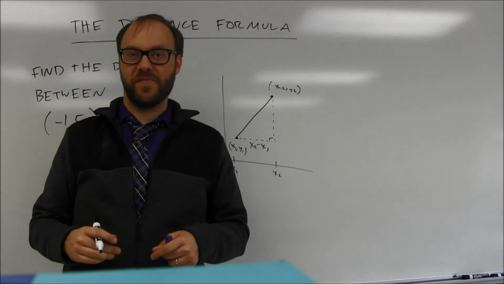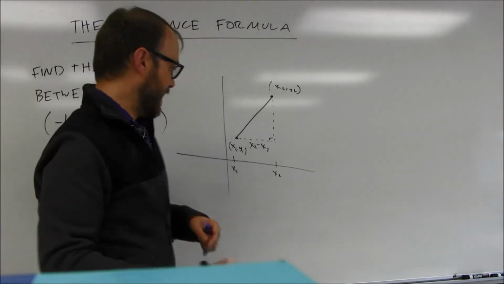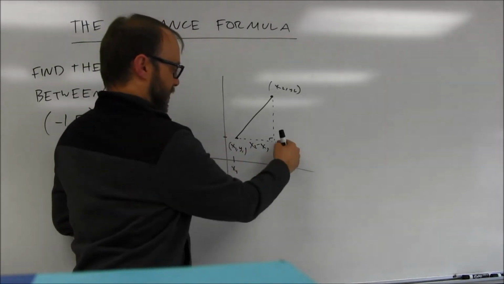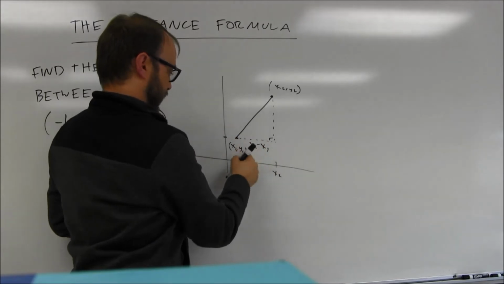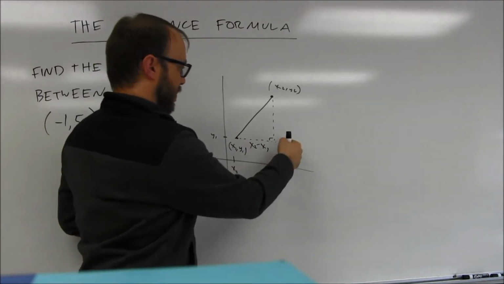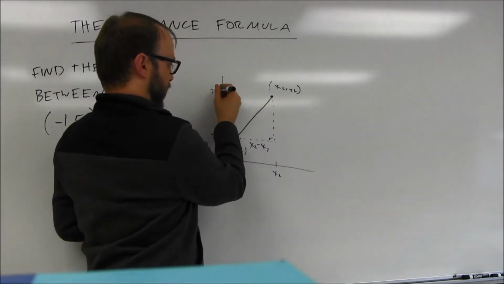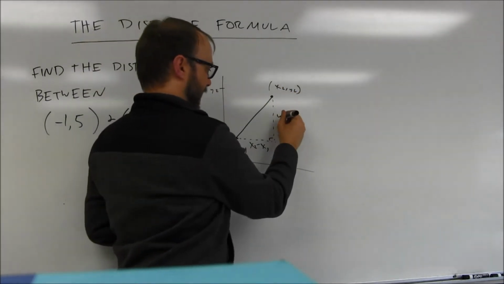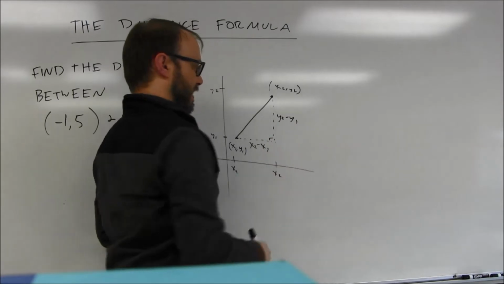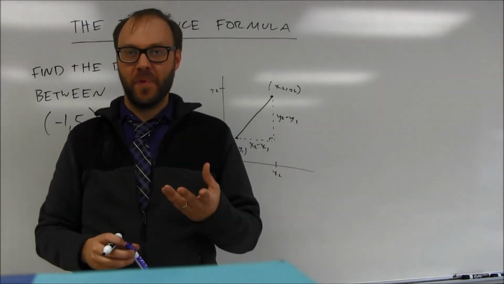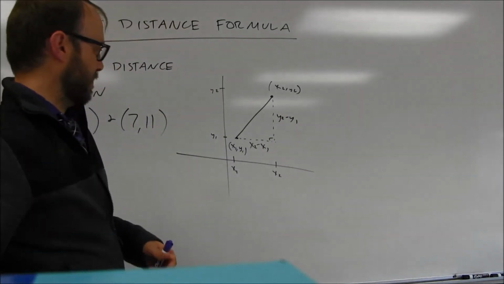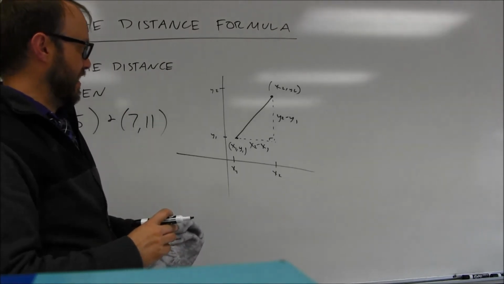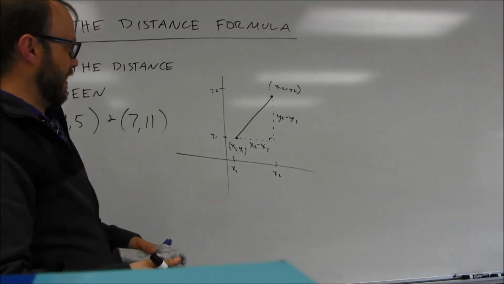Subtract the two x coordinates to find the length of that side. Same thing with the y coordinates. This point here is y1 units up. This point here is y2 units up. I can subtract y2 and y1, and that's going to give me the length of that vertical side. We take all that information and we stick it into the Pythagorean theorem.